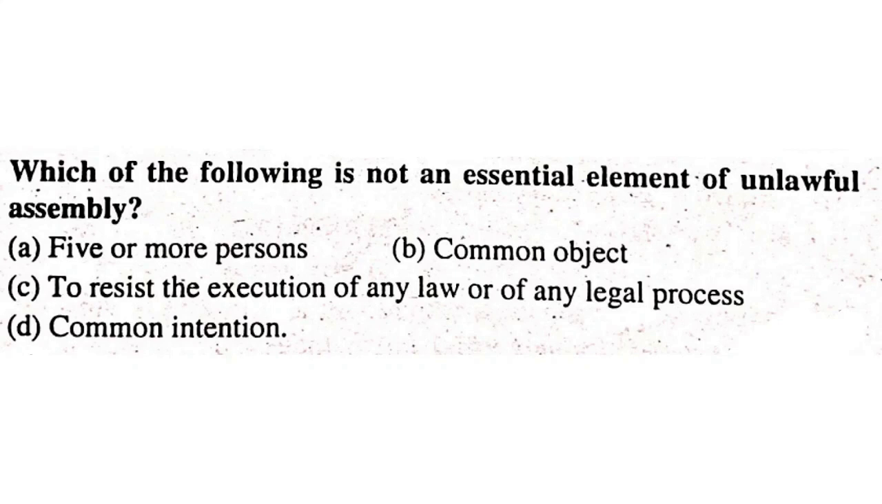Which of the following is not an essential element of unlawful assembly? 5 or more persons are required for unlawful assembly. Common object, to resist the execution of any law or of any legal process. Common intention is not required. It is not an essential element of unlawful assembly. Option D is correct. 5 or more persons are required, a common object is required, and to resist the execution of any law or of any legal process.